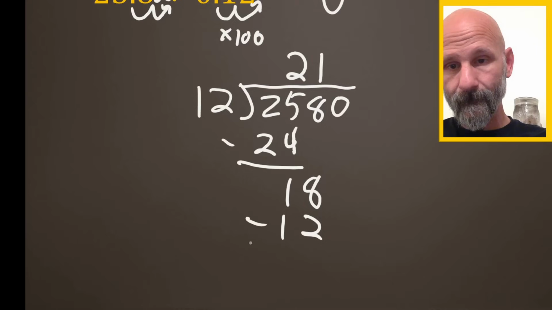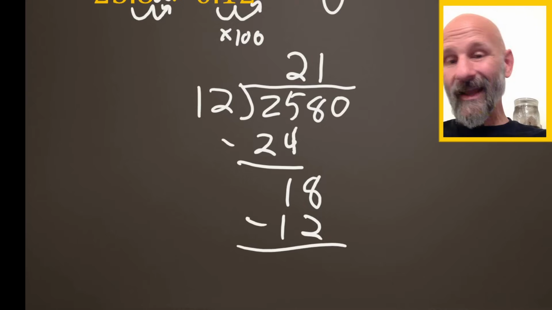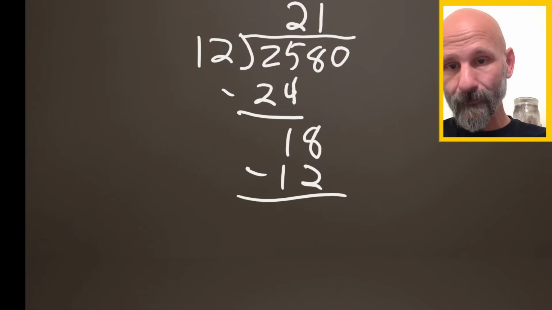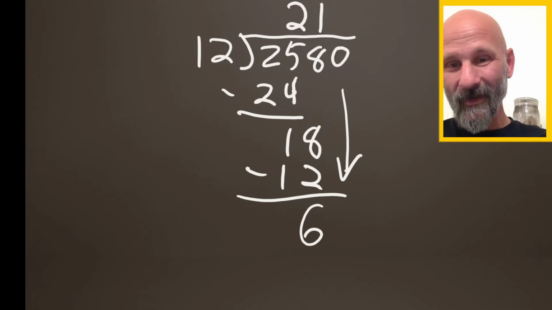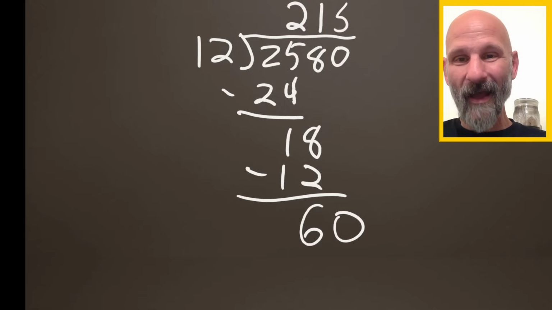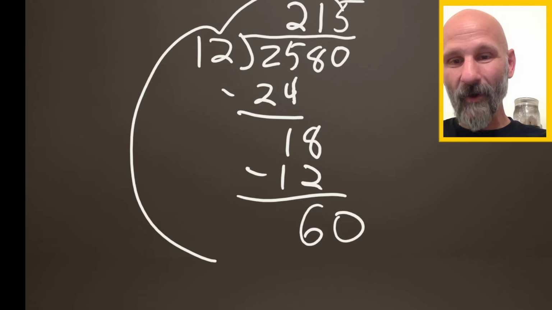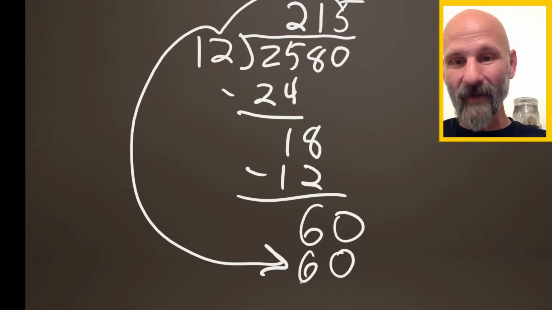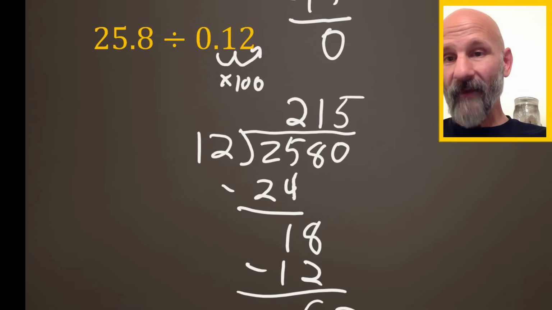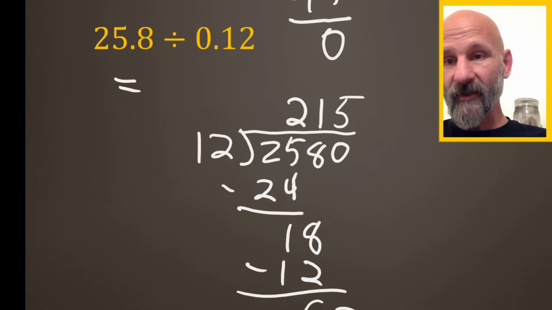Now subtract. 18 minus 12 makes 6. Bring down the 0, and that makes 60. And now we look, 12 times what makes 60? Well, that's going to be a 5. 5 times 12 makes an even 60 right there. Subtract, we figure out that the remainder is 0. So looking back at our original question, 25.8 divided by 12, that's going to equal 2.15.